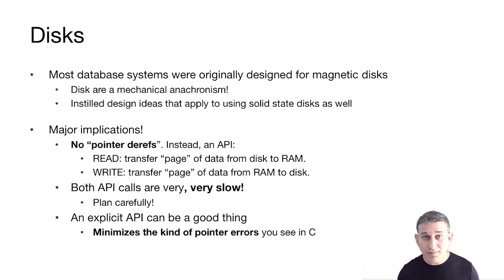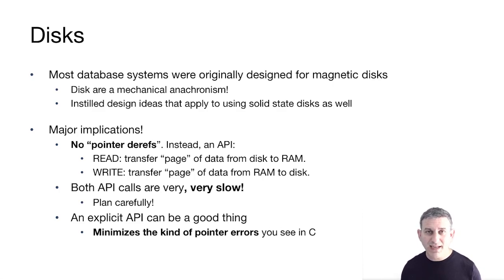Now there are major implications of the fact that we're dealing with disks. The most important one is in our programming model. We no longer have a model where we have objects in memory that we can dereference pointers on. Instead, we have an API to get things from the disk. We can read and we can write. And we read and write in units of a page of data, which is a fixed amount of data to and from disk to RAM. So we can read from disk to RAM, and we can write back from RAM to disk.